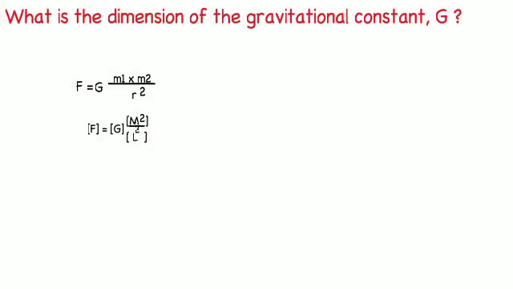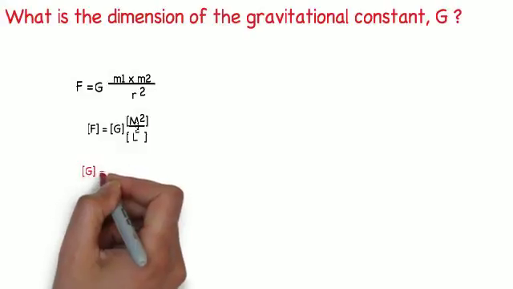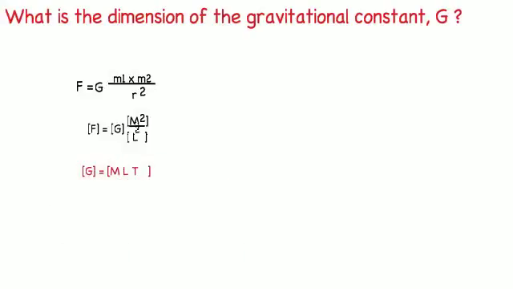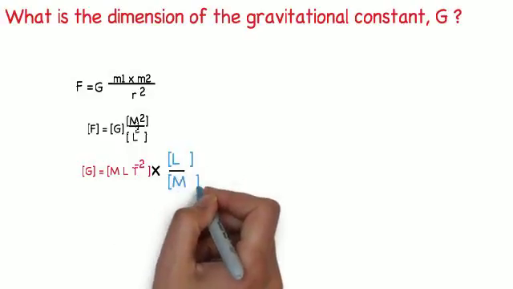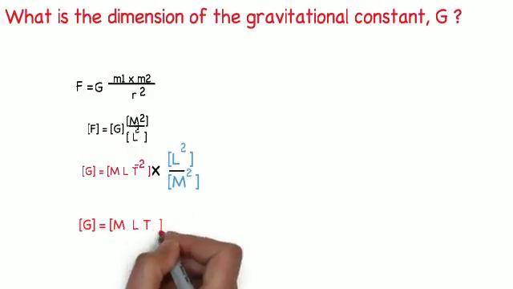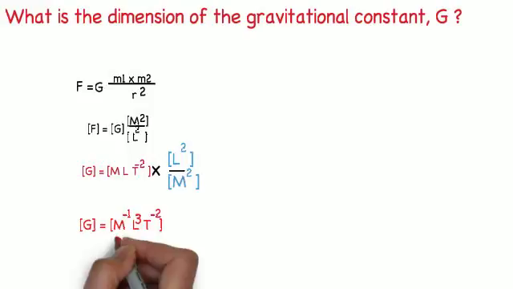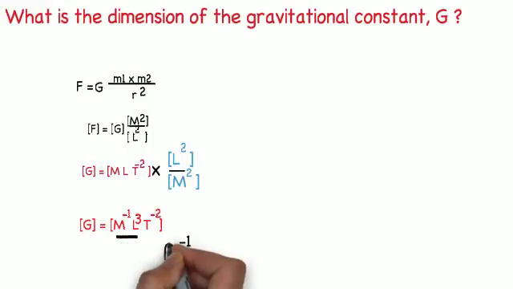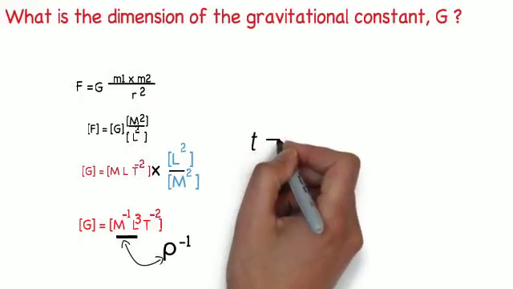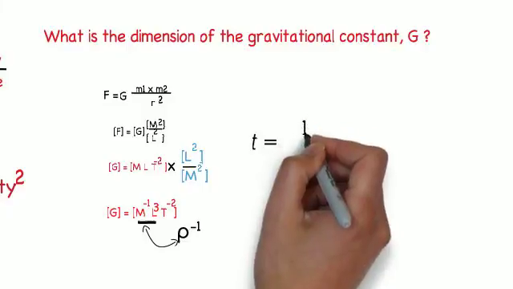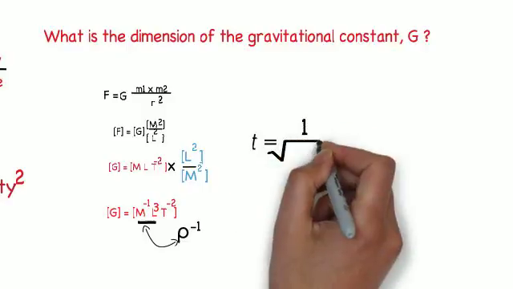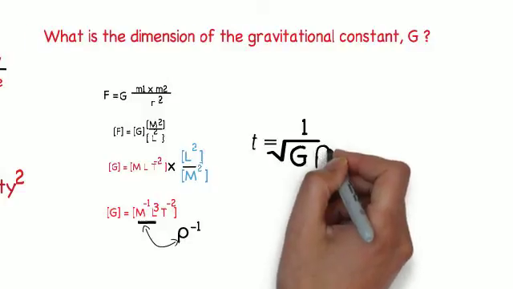And since we know already the dimension of force, the dimension of G can be written as M L T to the power minus 2 times L square over M square. So G is equal to M to the power minus 1 L cubed T to the power minus 2. Now, a very interesting thing is that if you look carefully, M to the power minus 1 times L cube is actually the inverse of density. So G can also be written as T to the power minus 2 over density. And here is an exercise for you. Can you show that 1 over square root of G times density has a dimension of time?